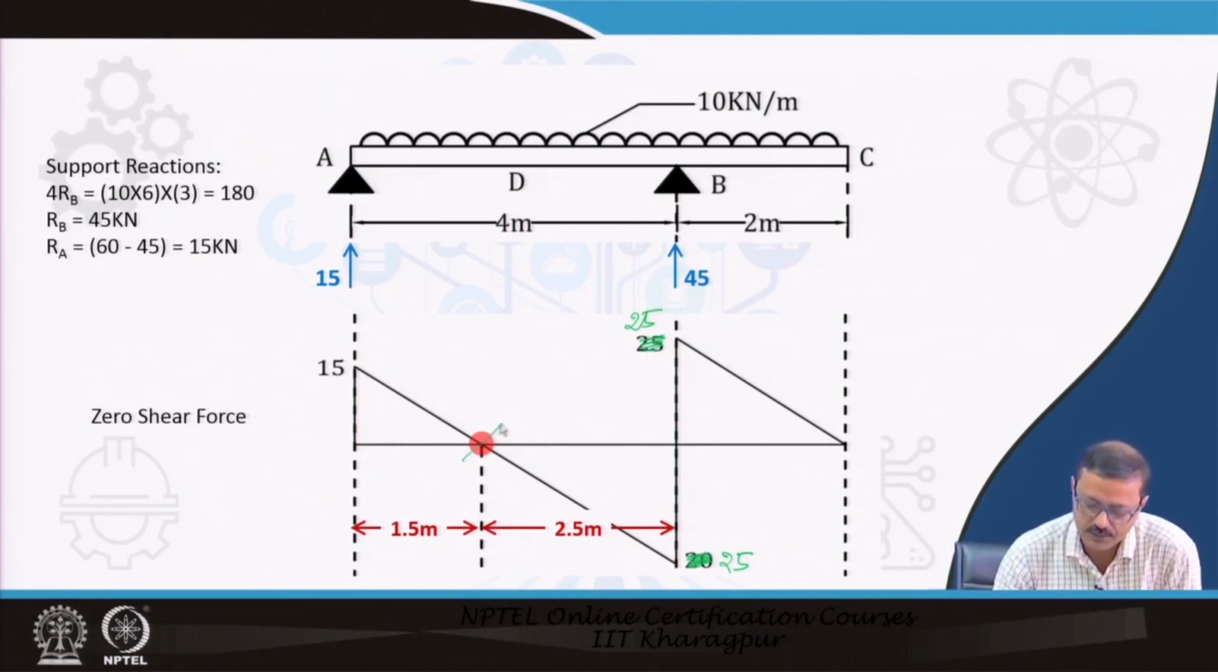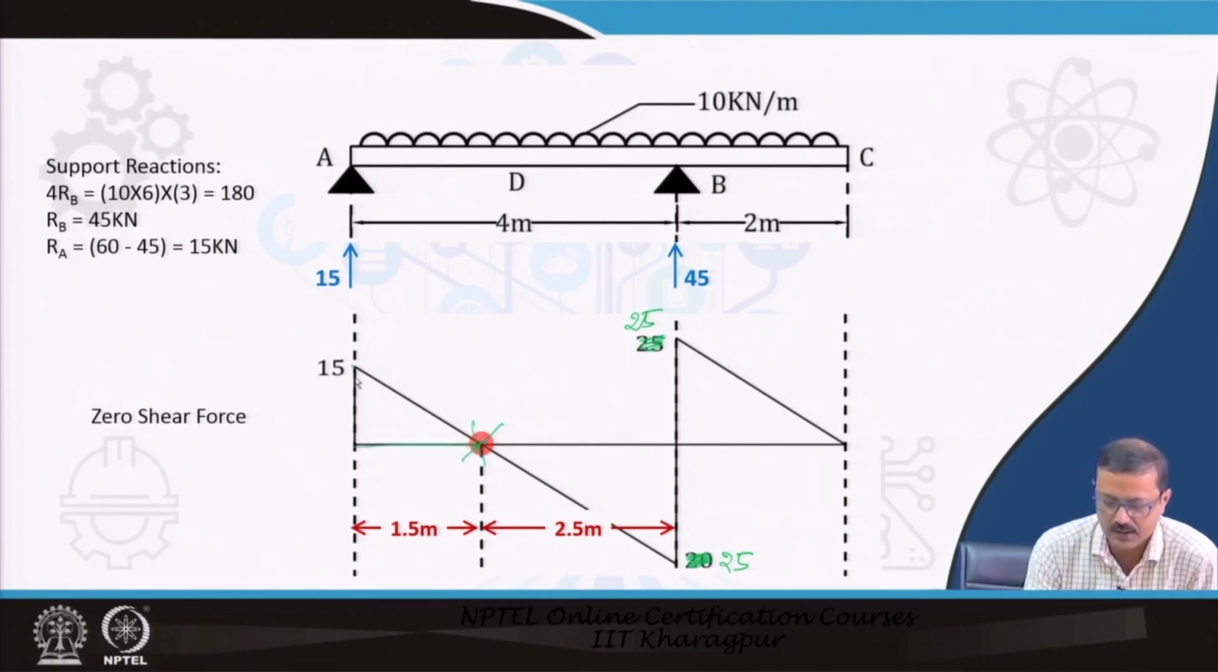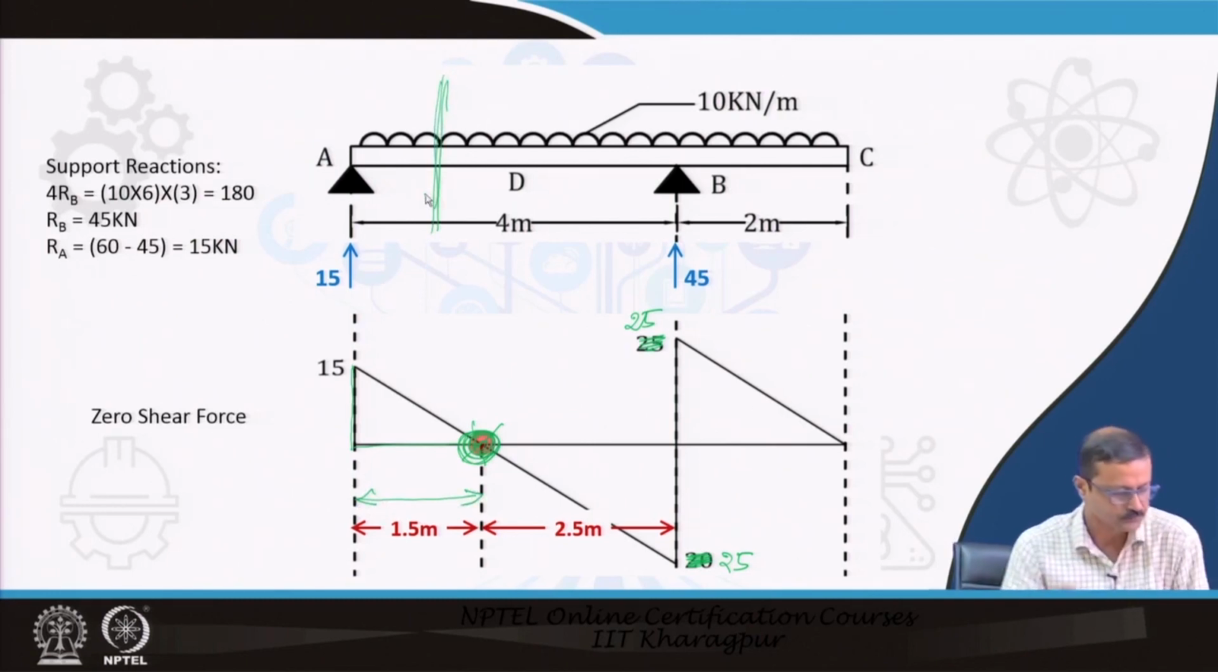Then the shear force is 0 at this particular point at 1.5 meter, because it started with 15 and after 1.5 meter it loses 15. So, shear force is equal to 0. Please remember, this is an important point, at 1.5 meter from the left support. This point you must remember.